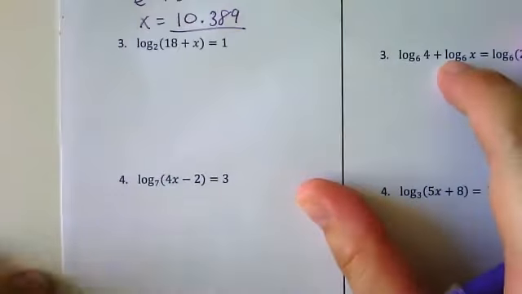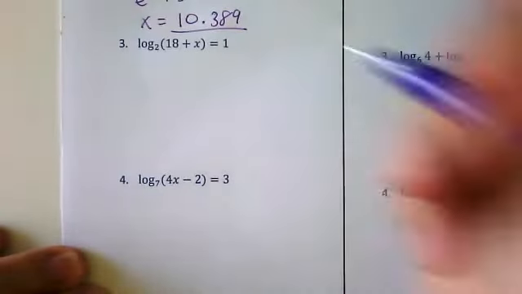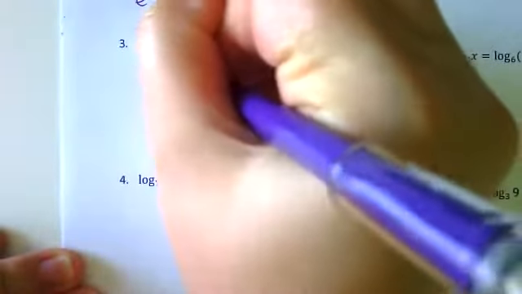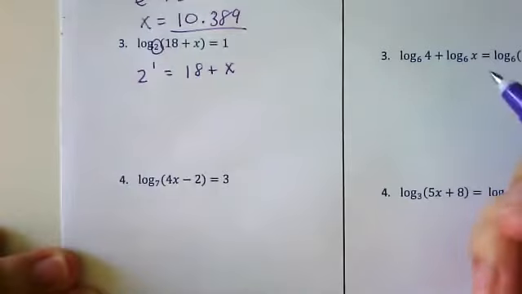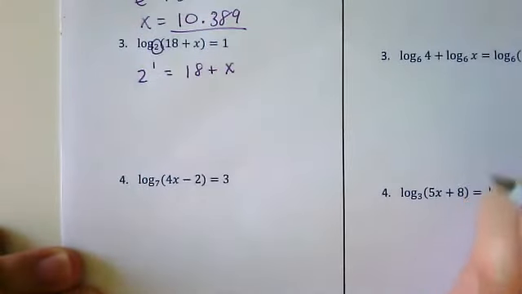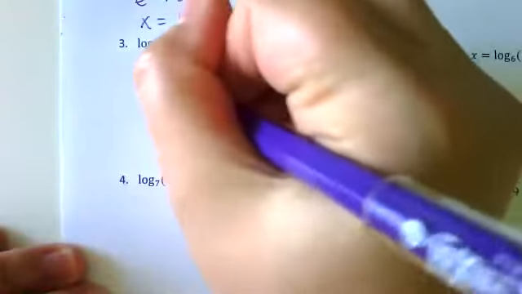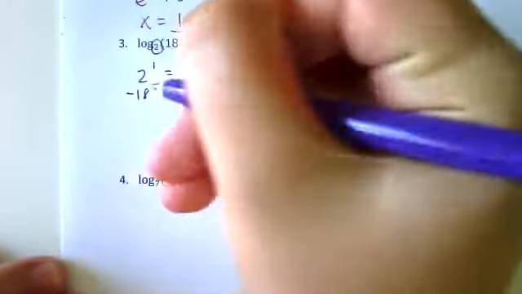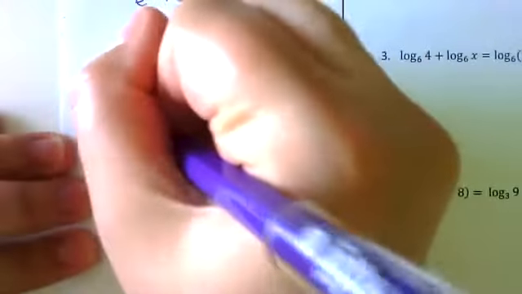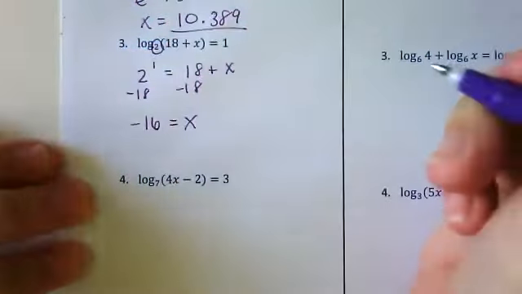Question number 3, same thing, but here our base is 2. So I've got 2 to the 1st power equals 18 plus x. To solve this, 2 to the 1st power, anything to the 1st power is just itself. So that's just 2. And then I'm going to subtract 18 from both sides. And then 2 minus 18 gives us negative 16. So x equals negative 16.